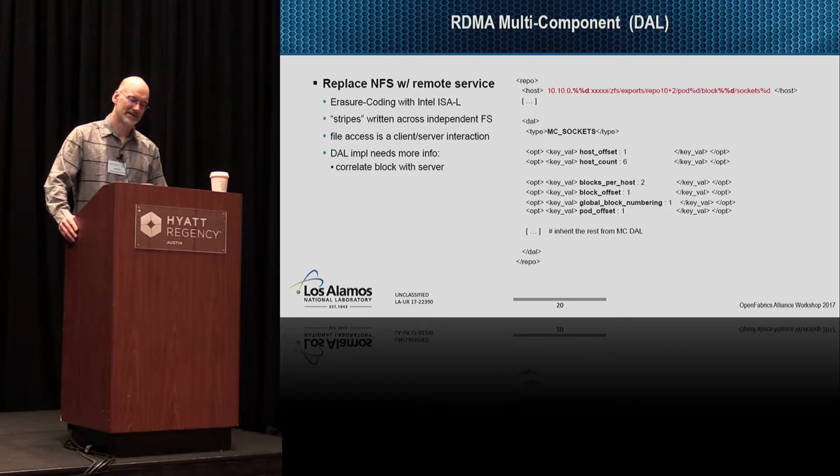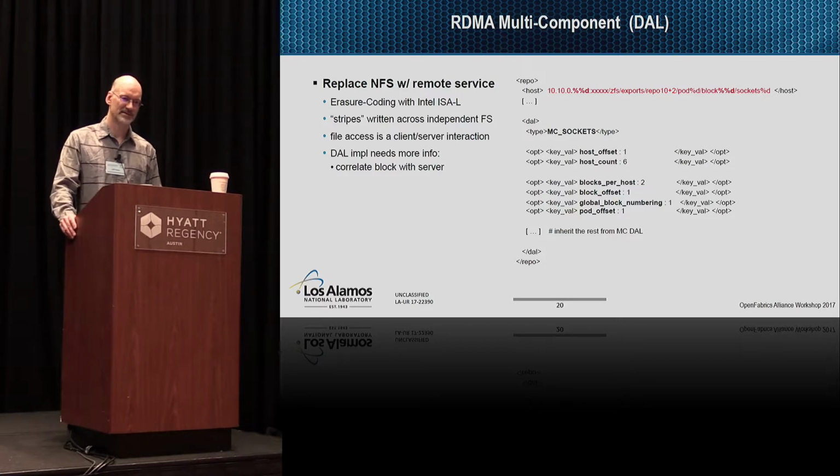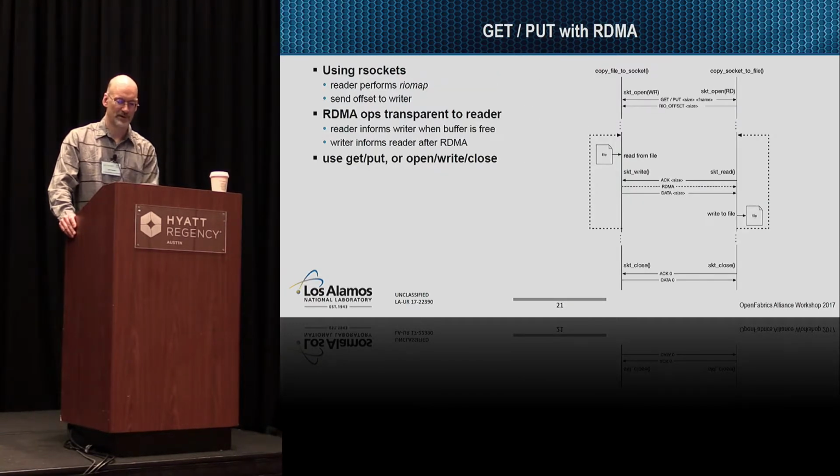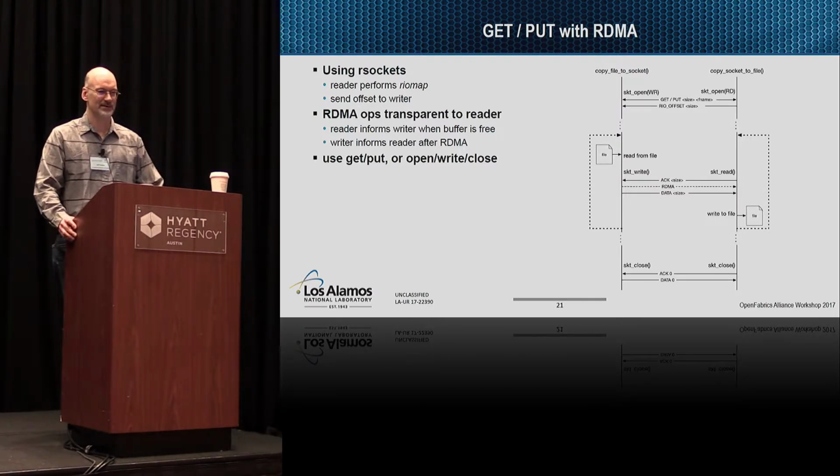The ISAL, we still use that. We still write stripes across the independent servers, but instead of using NFS to get to them, we now just use this custom client server model, and showing the get and put implementation, and we get to build it ourselves from scratch. So it's written in terms of opens and writes and close, etc.